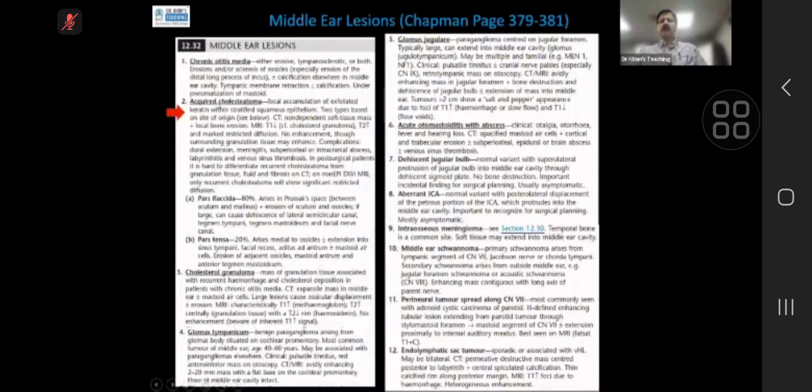Cholesteatomas, of course, can be congenital and acquired. We are talking about acquired cholesteatoma here. And the classical location includes pars flaccida, which is 80%, pars tensa is 20%. Candidate 2, you can see my slide, Chapman slide.